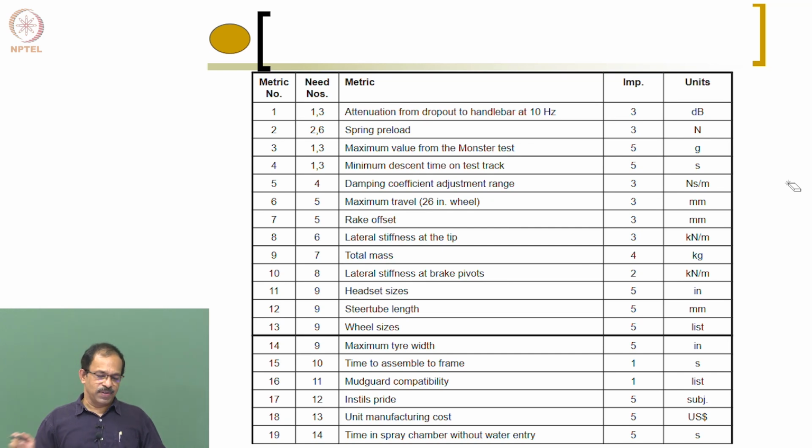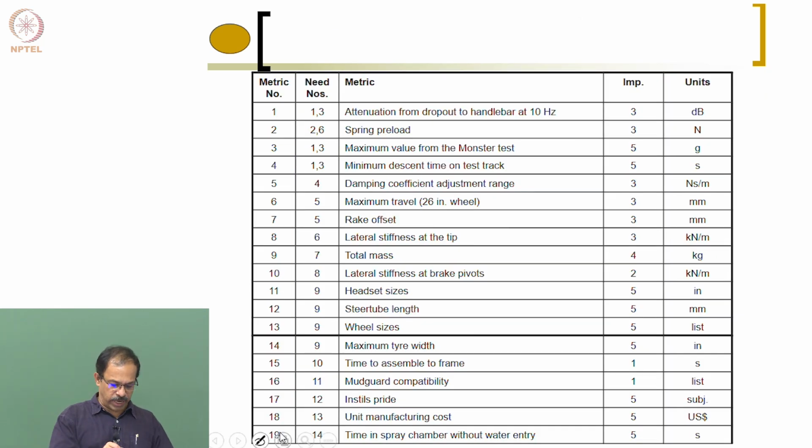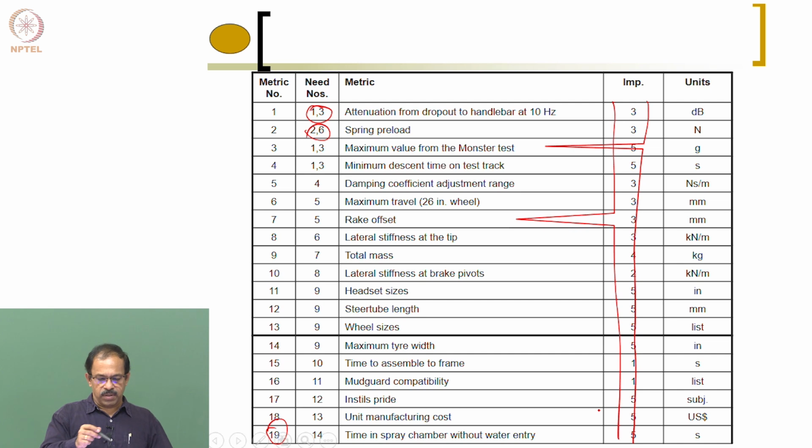Okay, so finally, we will try to map these metrics to the needs. So you have the first metric. Here you identify many metrics, and then you write down these metrics as 1, 2, 3. So you identified 19 metrics, and some of the metrics are related to more than one need. And the importance of the need is also given here, on a scale from 1 to 3.